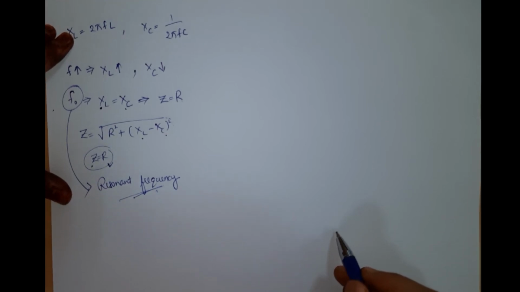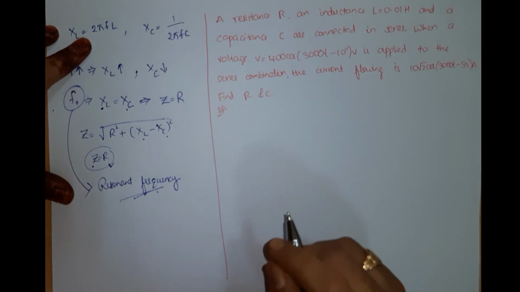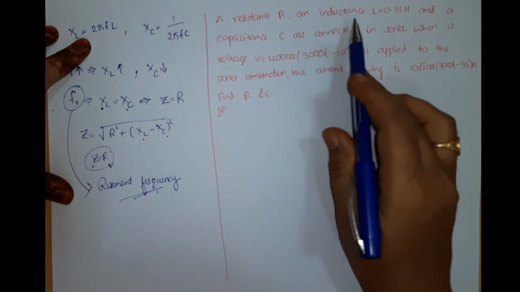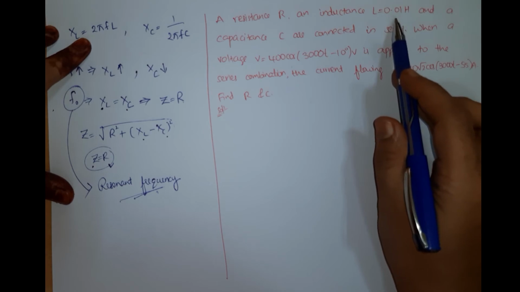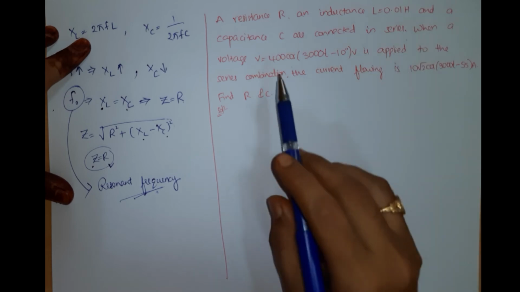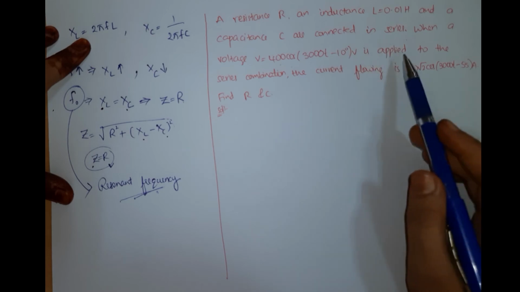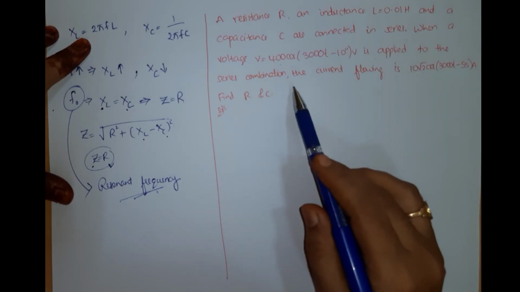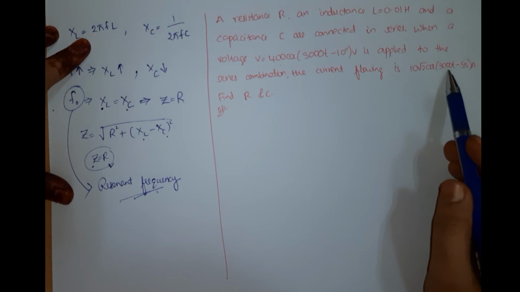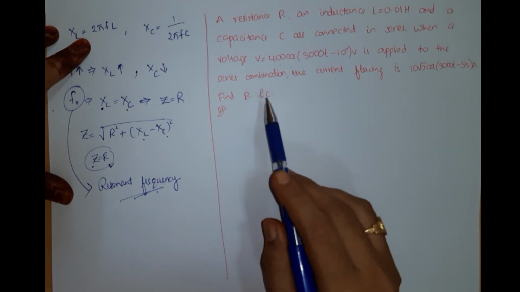Now let us look at a problem to clearly understand the series RLC circuit. Here it is given that a resistance R, an inductance L of 0.01 Henry and a capacitance C are connected in series. When a voltage of v = 400 cos(3000t - 10°) is applied to the series combination, the current flowing is 10√2 cos(3000t - 55°) amperes. Find the value of resistance and the capacitance.